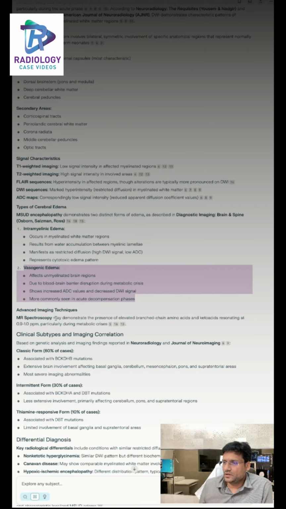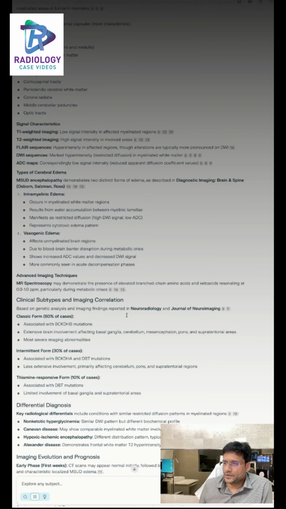And spectroscopy, in another case I had, there was elevation at 0.9 to 1 ppm, where you will get the isoleucine, leucine, valine peak. We have not performed spectroscopy in this case. And this is a classic form, we believe. It's very common. 60% of the cases will have such a presentation.